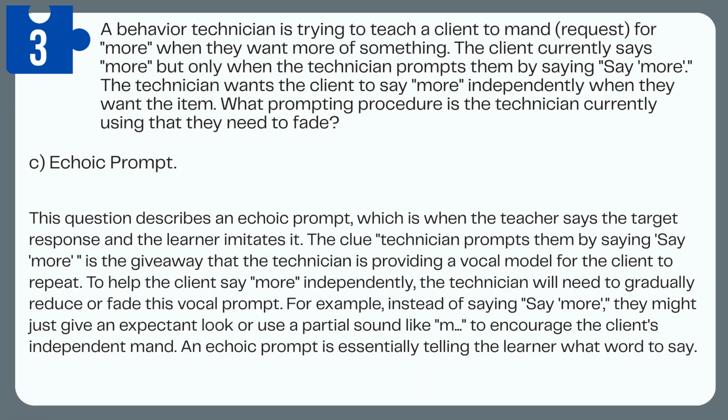Answer: C. Echoic prompt. This question describes an echoic prompt, which is when the teacher says the target response and the learner imitates it. The clue, technician prompts them by saying, "Say more," is the giveaway that the technician is providing a vocal model for the client to repeat. To help the client say more independently, the technician will need to gradually reduce or fade this vocal prompt. For example, instead of saying "say more," they might just give an expectant look or use a partial sound like "m" to encourage the client's independent response. An echoic prompt is essentially telling the learner what word to say.